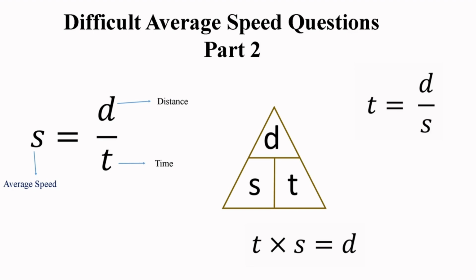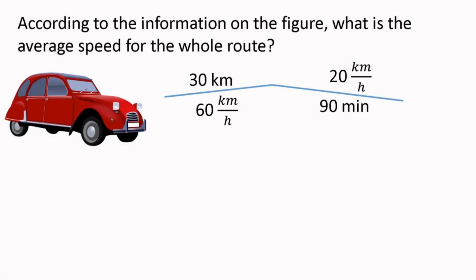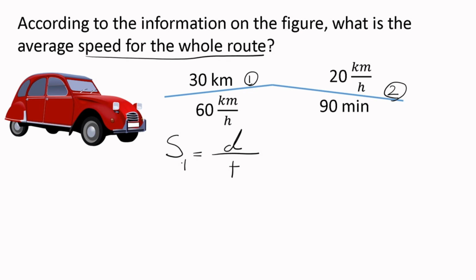Okay, let's go for solving examples. According to the information on the figure, what is the average speed for the whole route? The question is asking about average speed for the whole route, but our route contains 2 parts. This is the first part and this is the second part. As I told you before, what was the formula for calculating average speed? S is equal to D over T. Because I want it for the whole route, I'm going to put T here. It means total. So we have only one formula, as I told you before. Do not invent any other formulas.